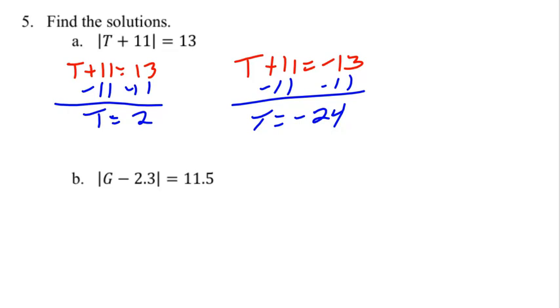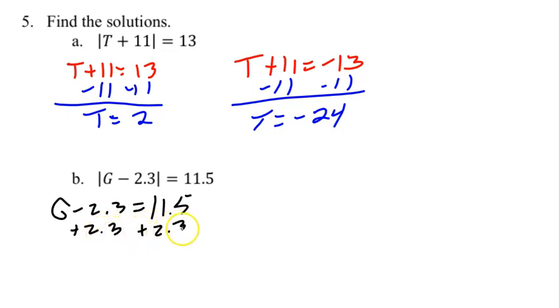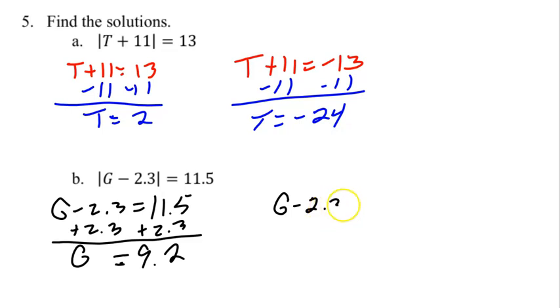Letter B. Here we have the absolute value by itself. We have case 1, so this is g minus 2.3 equal to 11.5. The opposite of subtracting 2.3 is adding 2.3. And that gives us g equaling 9.2. Now if I do the other case, I would have g minus 2.3 equaling a negative 11.5.